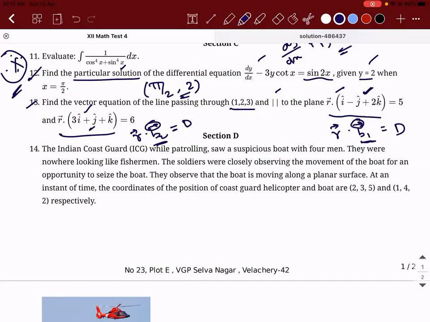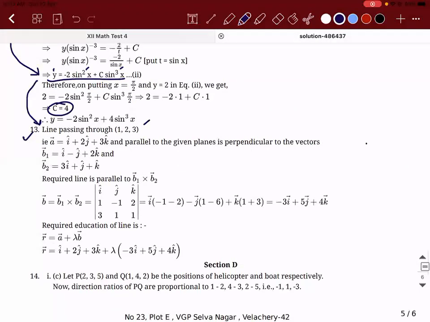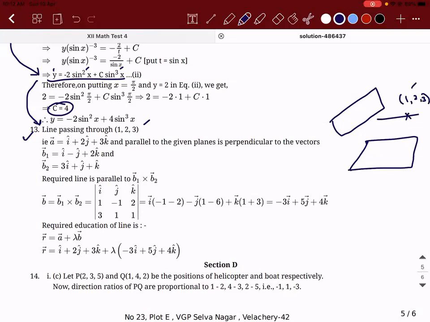When they have told clearly that there are two planes, and there is a line which is parallel to both the planes, and it is passing through 1, 2, 3, that is the question. So this is B1 vector, this is B2 vector. I'm able to understand that these two are B1 vector and B2 vector, no doubt in that.